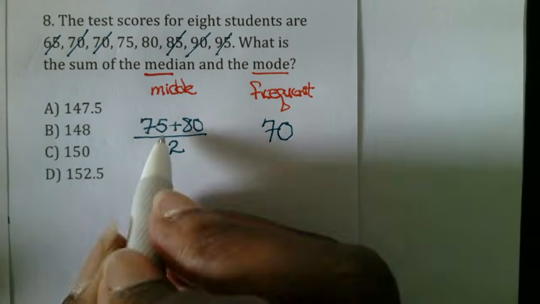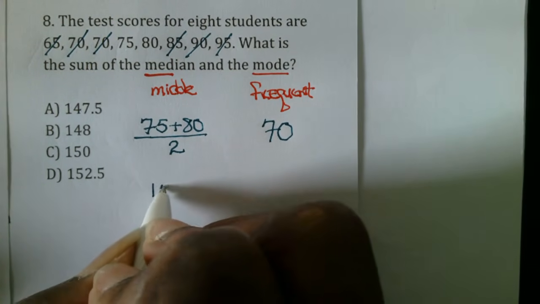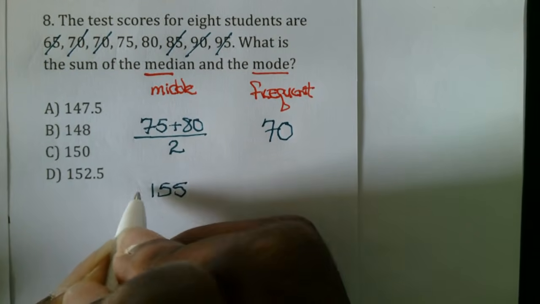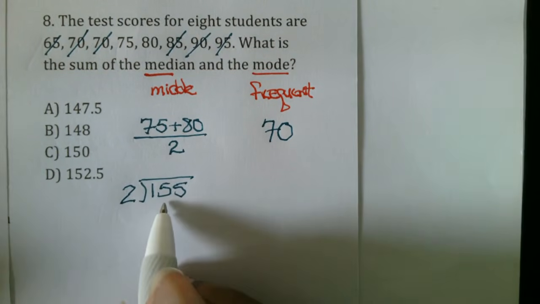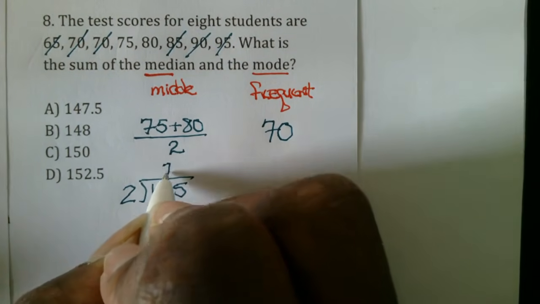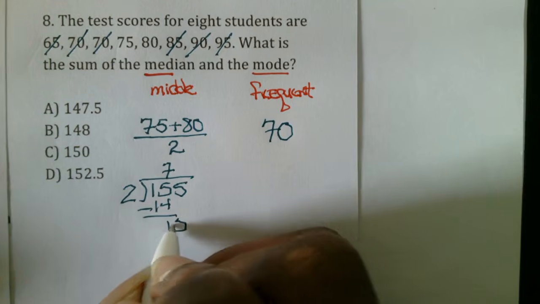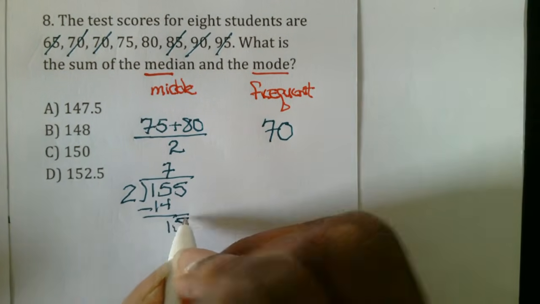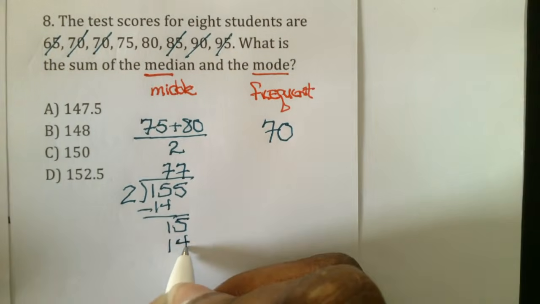All right, so we have 75 plus 80, that's 155. Okay, 155 divided by 2. How many 2's can go into 15 without going over? That would be 7. And doing the same thing for this one, 7 times 2, that gives me 14.